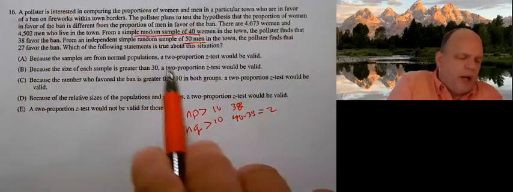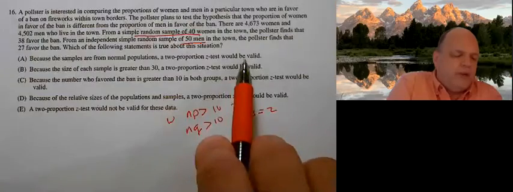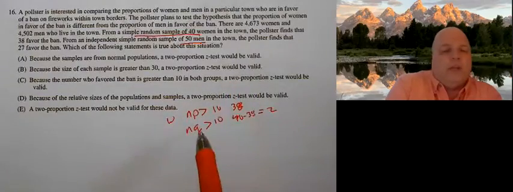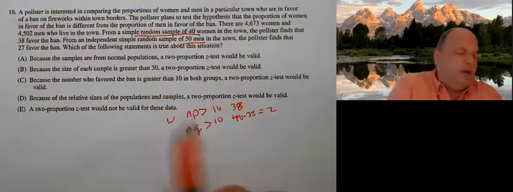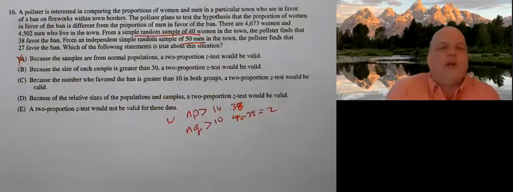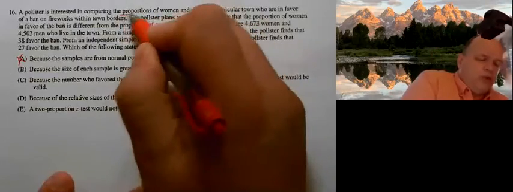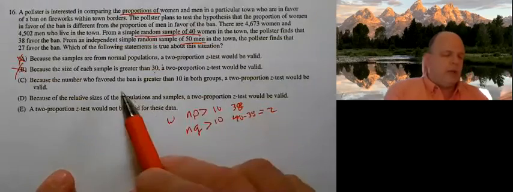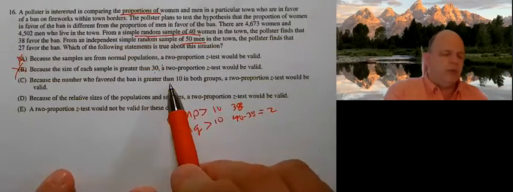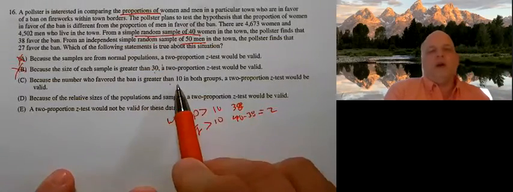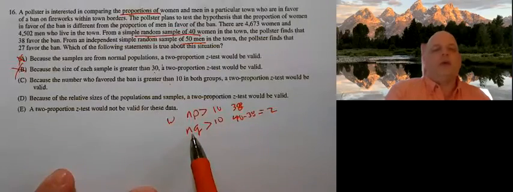Because the samples are from normal populations, the two population z-test would be valid. Remember, NP and NQ must be greater than 10. Didn't happen. That's how we check our normality. Otherwise, this is a binomial. Because the sample size is greater than 30, that works for an X bar for averages, but we're working with proportions, so that's not true. Because the number who favored the ban is greater than 10 in both groups, well, no, it's not. You have to satisfy the other condition, those who are opposed to the ban.